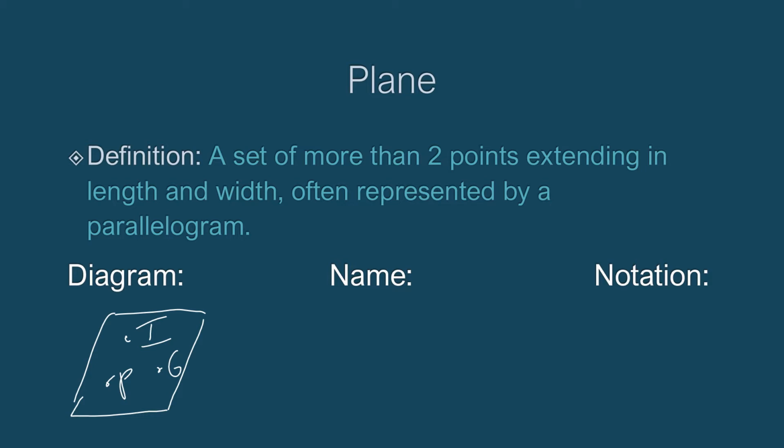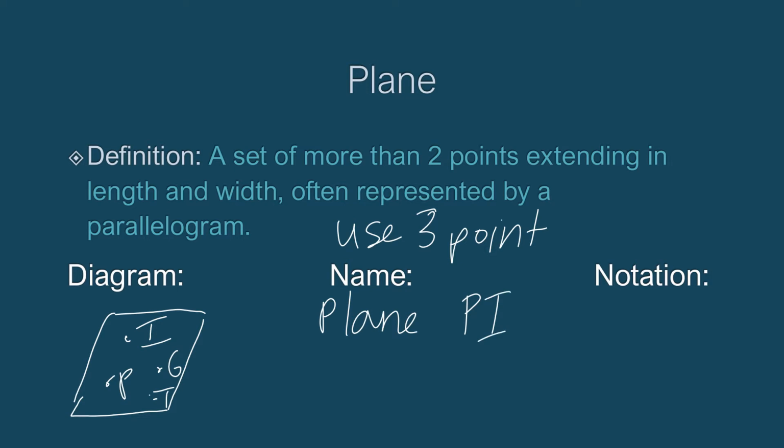We name our planes by using 3 points. So say this parallelogram or this plane had the point T in it as well. We wouldn't use that. We would only use 3 out of the letters. So this would be called plane PIG, or you could call it plane IGP. It doesn't matter what order you put those letters in because it is in a plane and there is no certain order in which to list them.